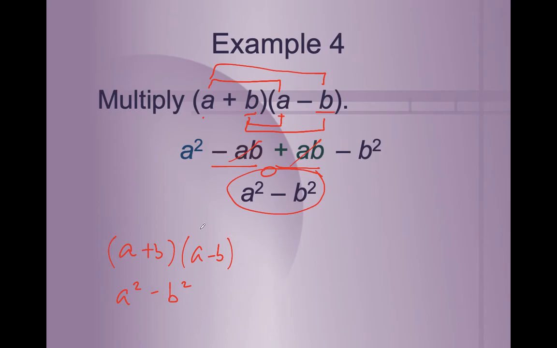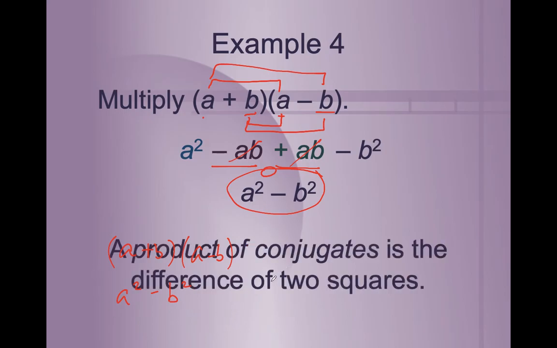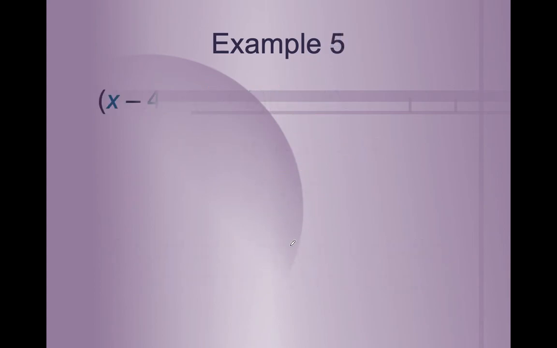So this is your third shortcut, okay? This is the third rule here. I'm sorry I wrote over that, but a product of conjugates is the difference of two squares, the difference, subtraction of two squares. Let's do an example. Notice it has to be the exact same.